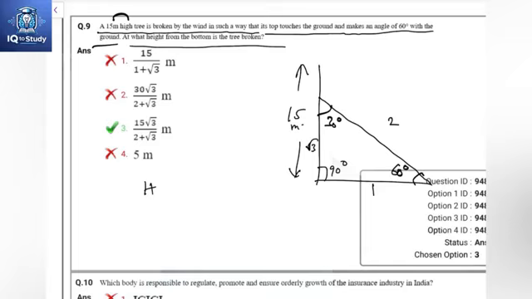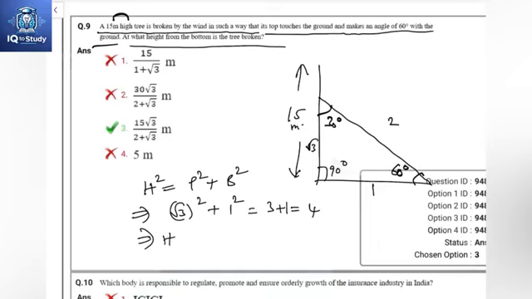We know that h square is equal to p square plus b square, which implies root 3 square plus 1 square, that is equal to 3 plus 1, that is equal to 4, which implies h is equal to root 4, that is equal to 2. So it is 2 meters here.